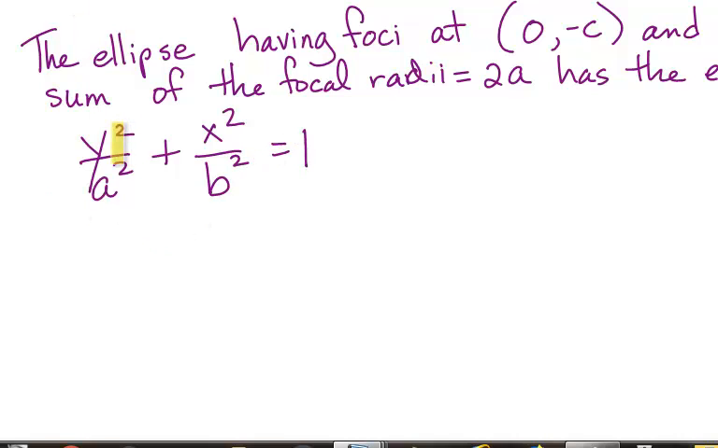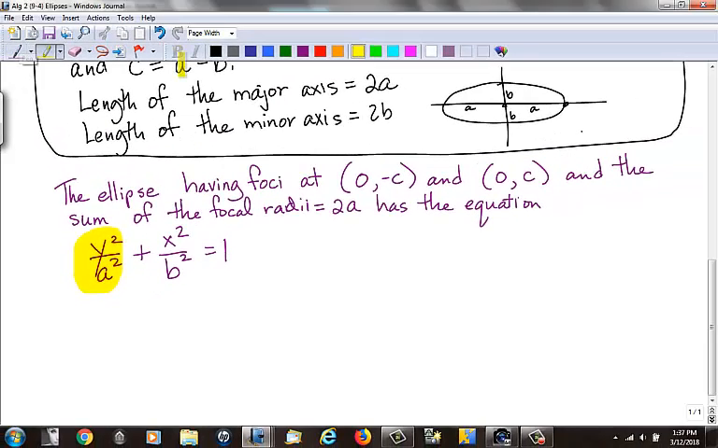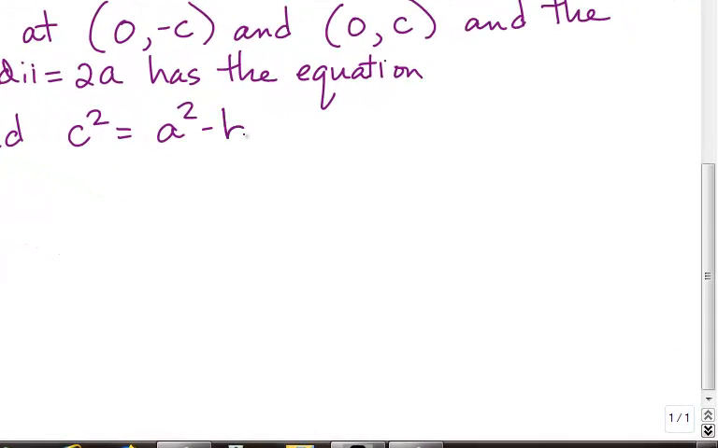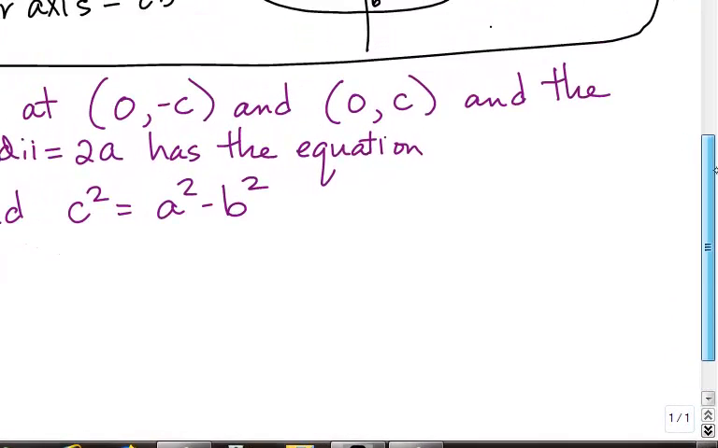So if the y squared is your first term, then that's your major axis. Your major axis on an ellipse is that first term. It's written in that form. Okay? And still have c squared equals a squared minus b squared. Aren't those the same? The c squared formulas are the same. Yep.